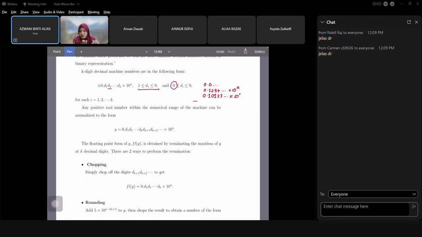Jelas tak? So untuk k-digit decimal places, sebelum kita lakukan any chopping or rounding, dia biasanya dalam bentuk kita panggil dia adalah normalized. Any positive real number within the numerical range of the machine can be normalized to the form. So this is a normalized form. 0 point something adalah kita panggil dia normalized form lah.